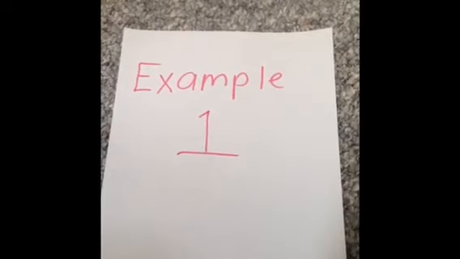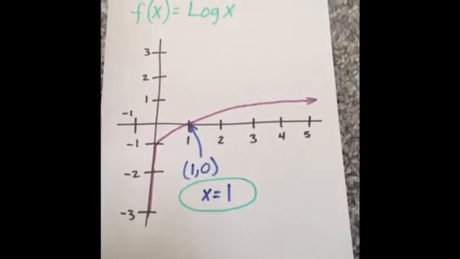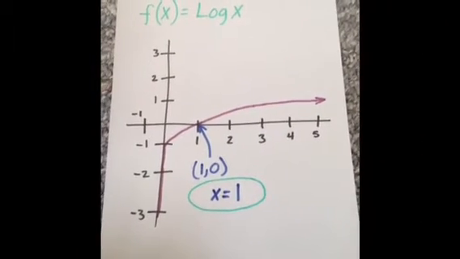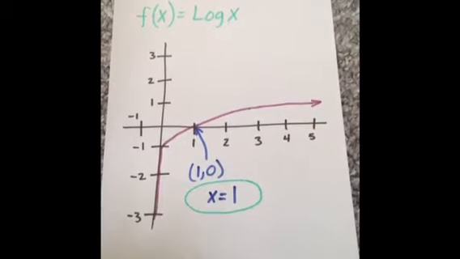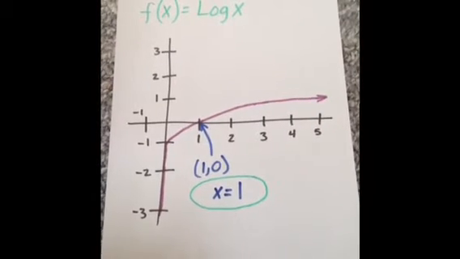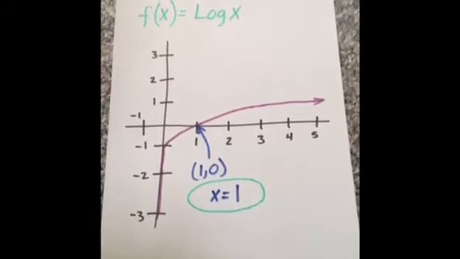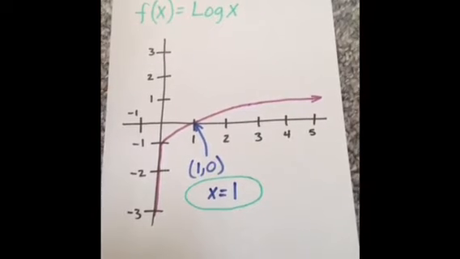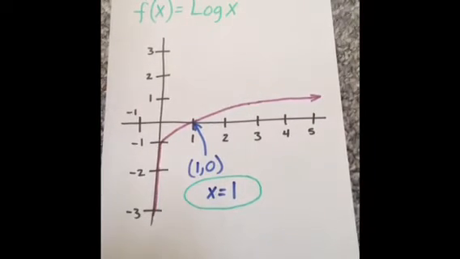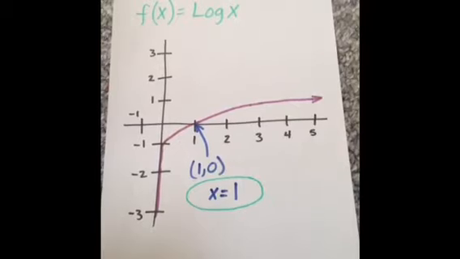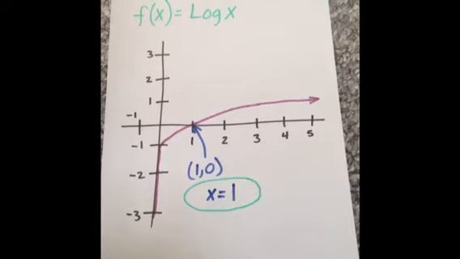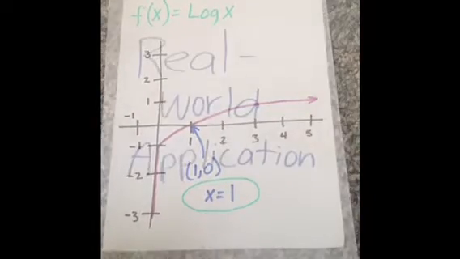Example 1. The first function we're going to graph is f of x equals log of x, which also happens to be the parent function. When you plug this into your graphing calculator, this graph should appear. As you can see, the line crosses the x-axis at (1, 0). Therefore, your root is 1.